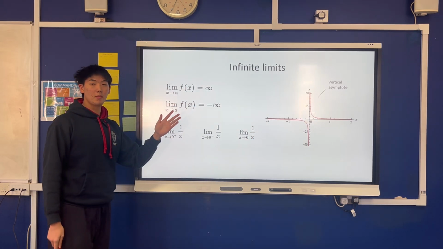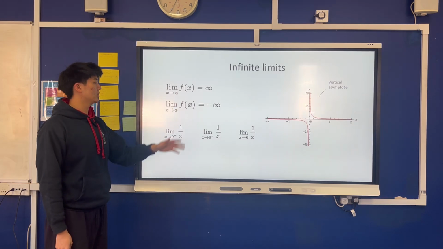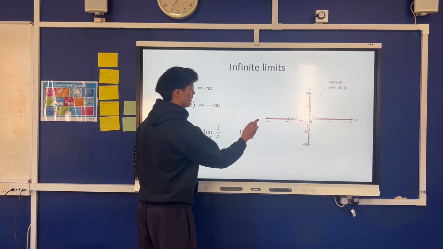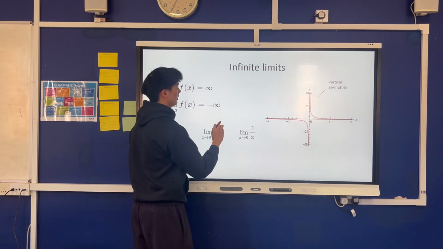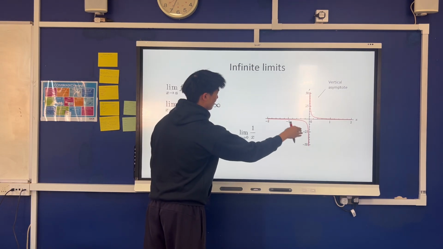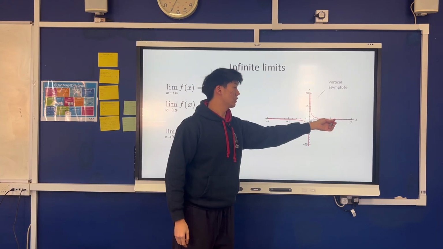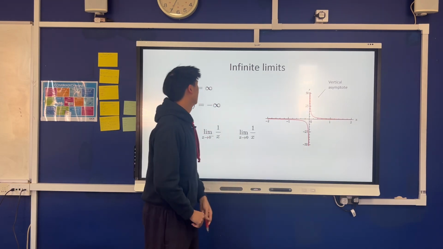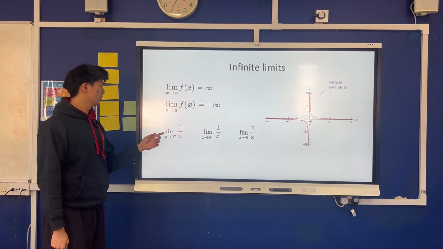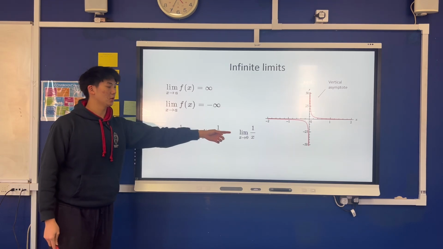For an infinite limit, we say that the limit of f of x as x approaches a is infinity. This means that as x approaches some value, let's say x approaches 0 from the left, it's going to be negative infinity, right? It's going to get lower and lower. And as x approaches 0 from the right, it's going to go to infinity. This is from the right, so this is infinity. This is negative infinity. So what is this?